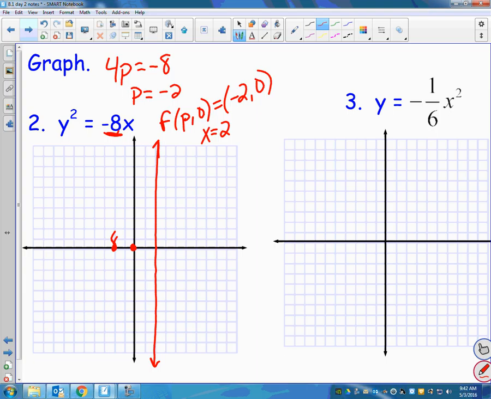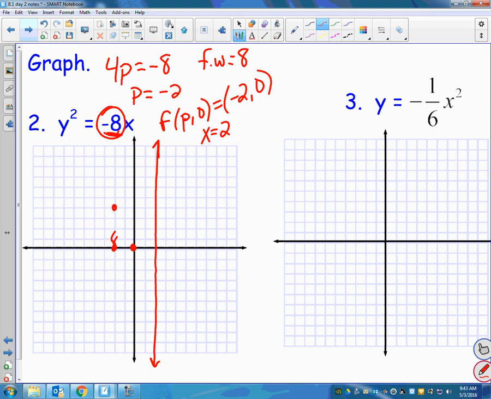So here's where the focal width is amazing, because the focal width goes through the focus and it touches the side of your graph, which means you don't have to make an XY chart on any of these. My focal width is the absolute value of that number in front, which in this case is 8. 4p, absolute value. So that means that the focal width here is going to be 8, and since a parabola is symmetric, I'm just going to go half on each side.